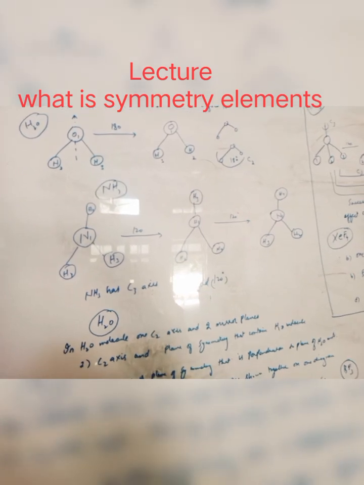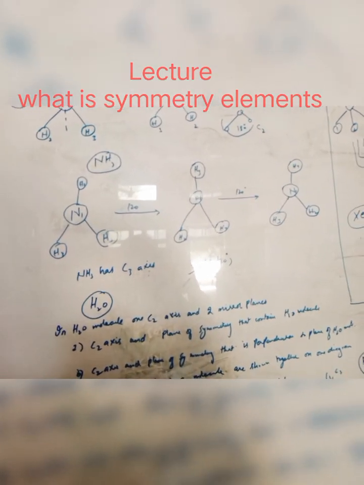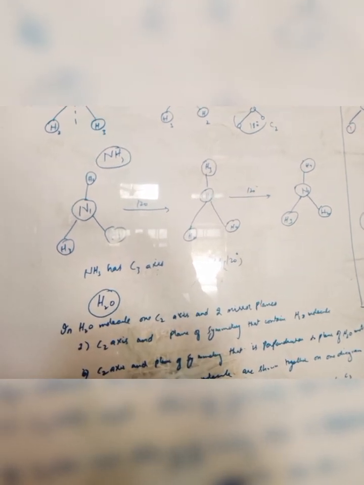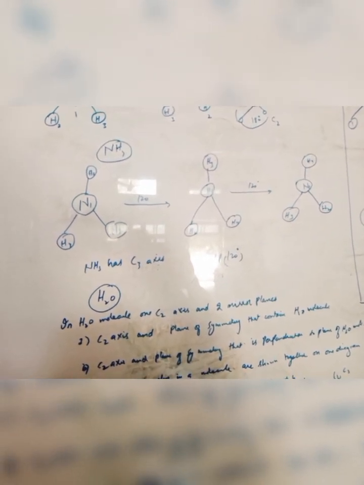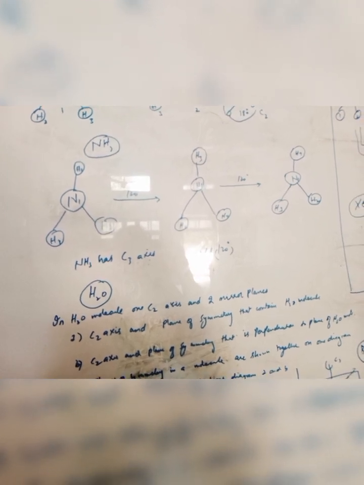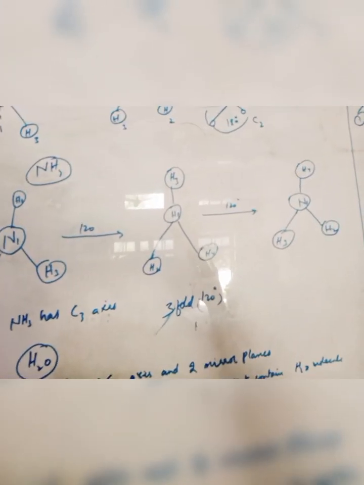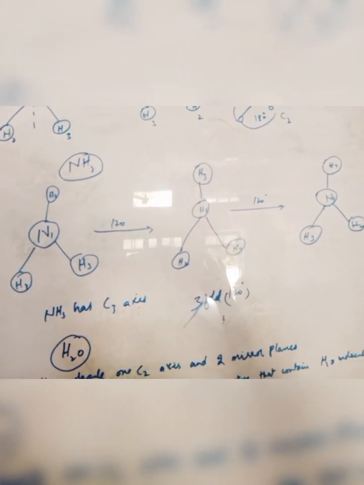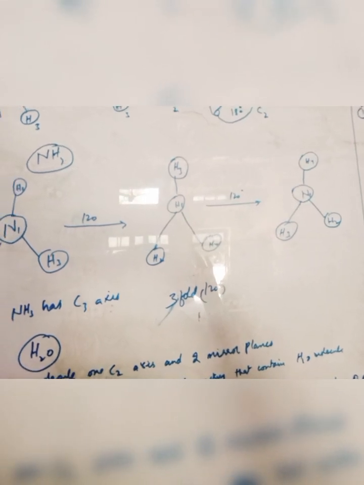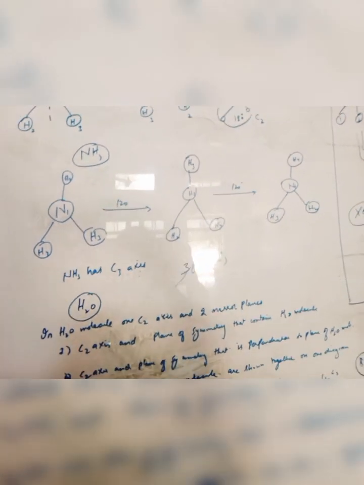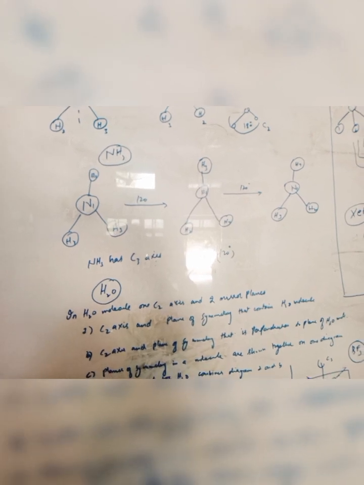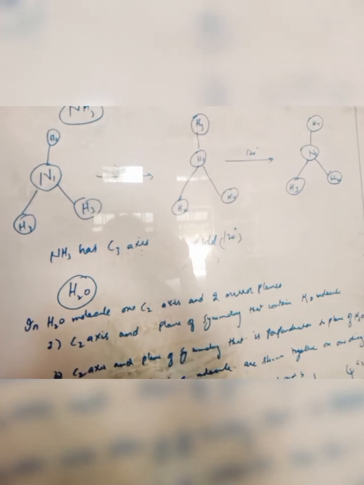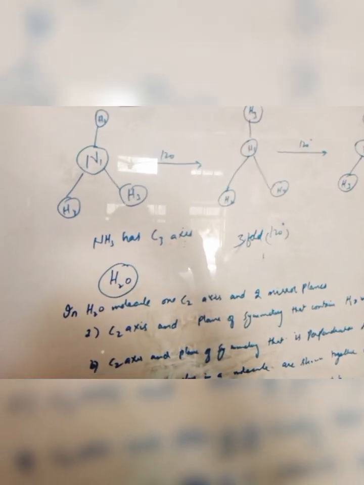Again, the discussion of the ammonia molecule. In ammonia, there is a C3 axis with an angle of 120 degrees. The symbolic representation is N and H. Numbering is 1, 2, 3. As you can see here, the numbering will change from H3 to H2, and after a 120 degree rotation, the molecule retains its geometry as the first one after the C3 axis. So this is a three-fold rotation, and the angle is 120.